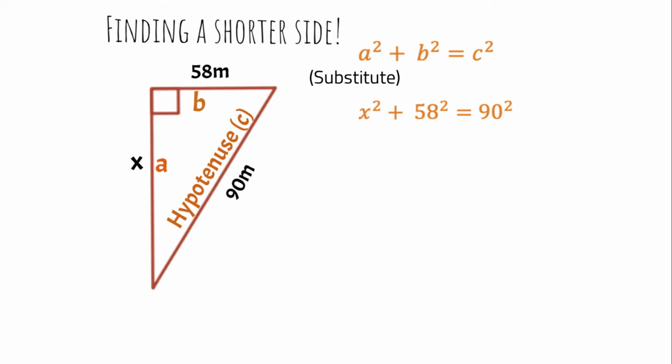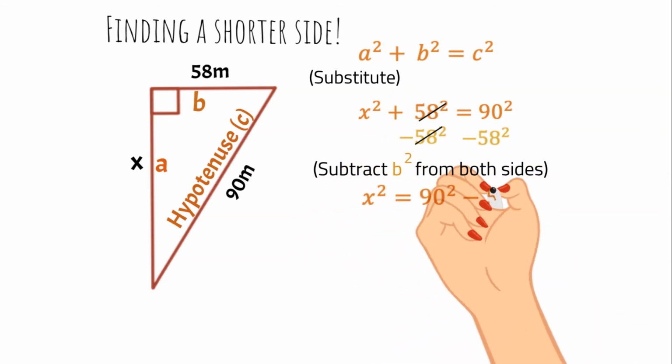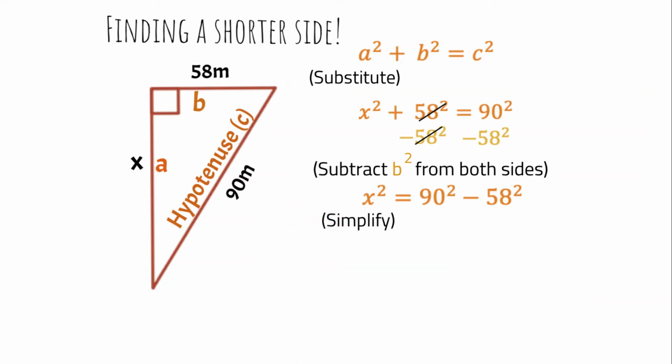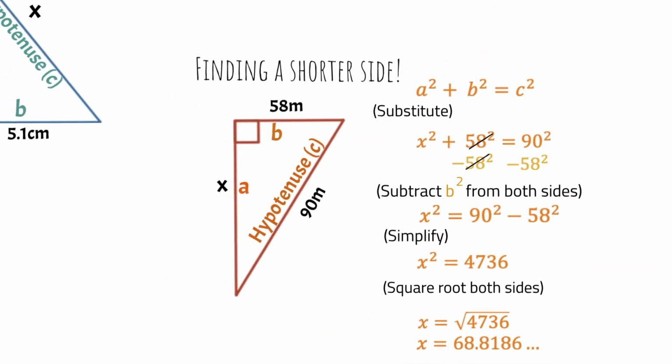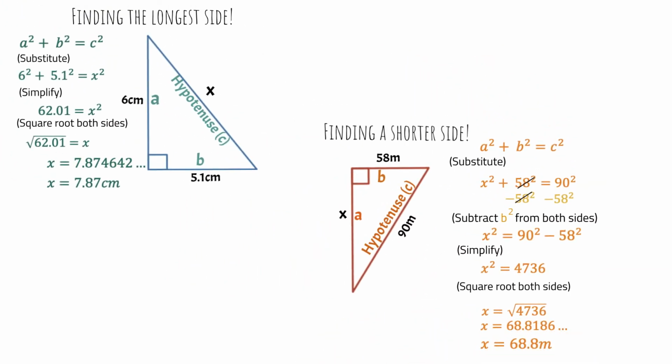To solve this equation, we need x on its own on one side. So we're going to subtract b squared from both sides. And in this case, we will be minusing 58 squared. So it cancels out on the left-hand side, and on the right-hand side, we're left with 90 squared minus 58 squared. Now we can simplify. So find out what that right-hand side gives us, and then square root both sides. And we have found our value of x, which is 68.8 metres rounded to 3 significant figures.